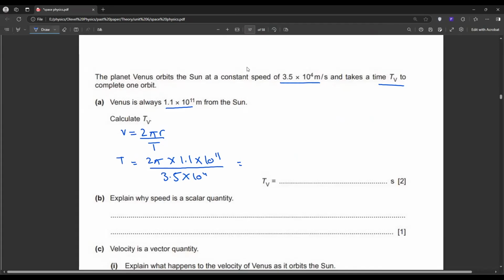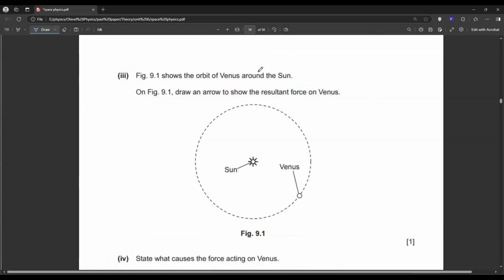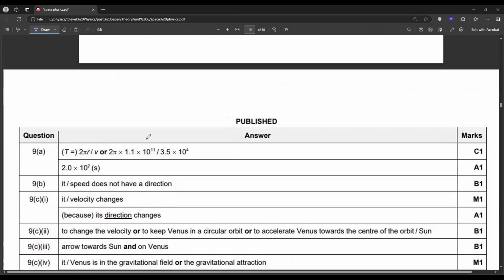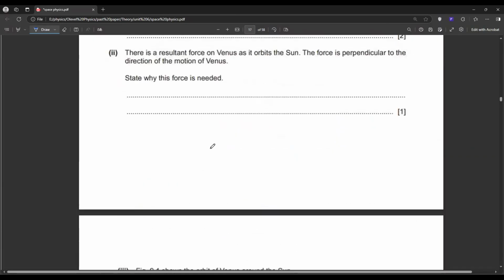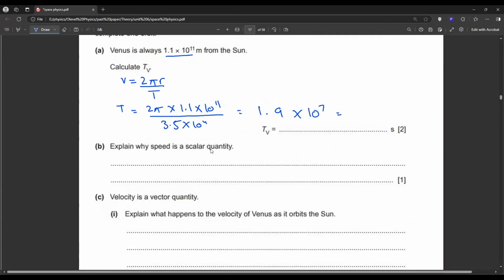This comes out to be 1.9 into 10 raised to the power of 7 seconds. I hope I am correct. Let me check it in the marking scheme as well. Yeah, 1.9, that is roughly equal to 2.0 into 10 raised to the power of 7 seconds.